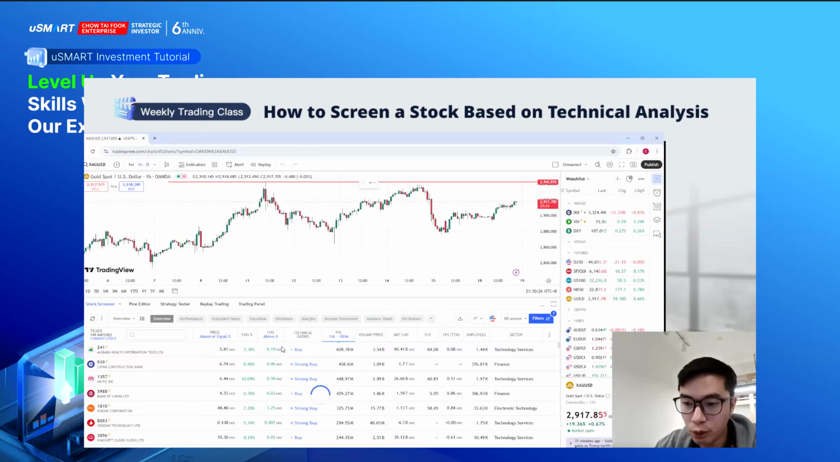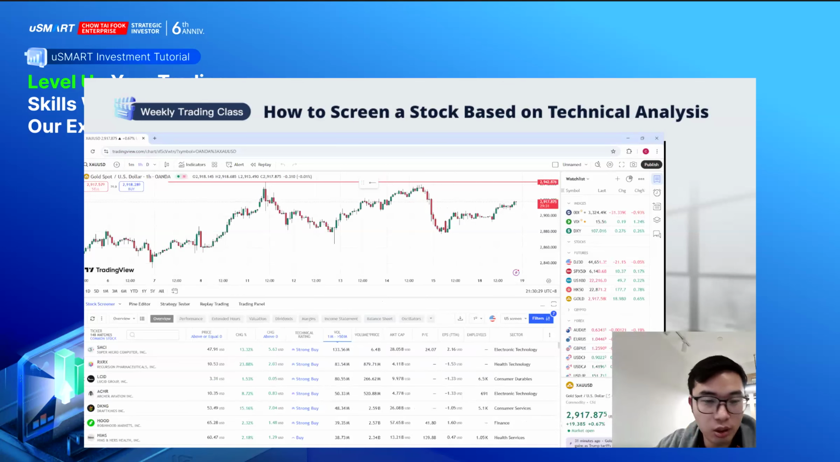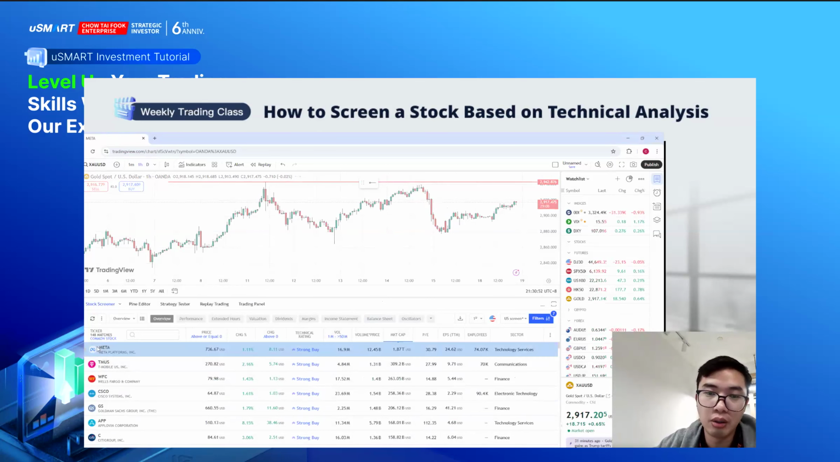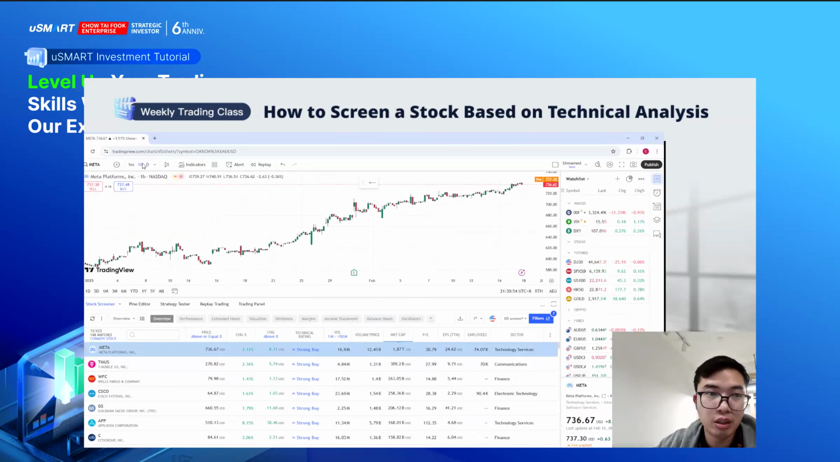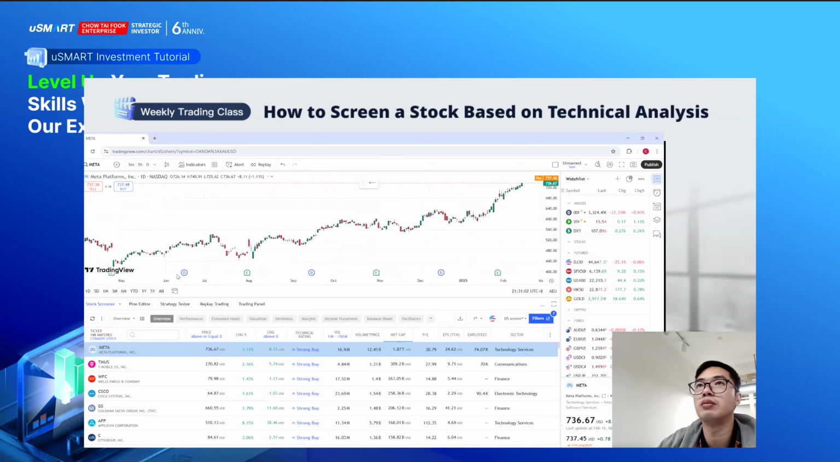So we pick the US stocks, then we try to filter it. I usually trade the bigger cap stocks because fundamentally they are better when the market cap is bigger. As you can see, Meta is still on an uptrend. So you click into it, and then we look at the charts. Usually you see the day chart. For the big trend, we try to trade on the day chart.